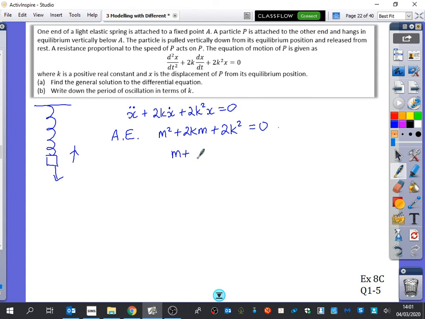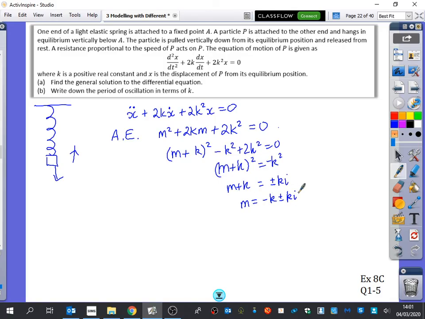Anyway, I'm going to do it as m plus k squared minus k squared plus 2k squared equals 0. I'm going to complete the square. So you get m plus k squared equals k minus k squared, so m plus k is equal to plus or minus ki. So m is equal to minus k plus or minus ki. Is that what you got?